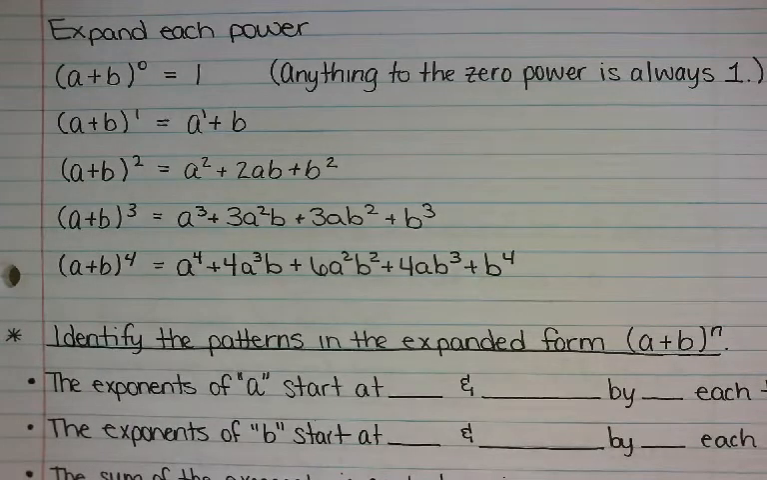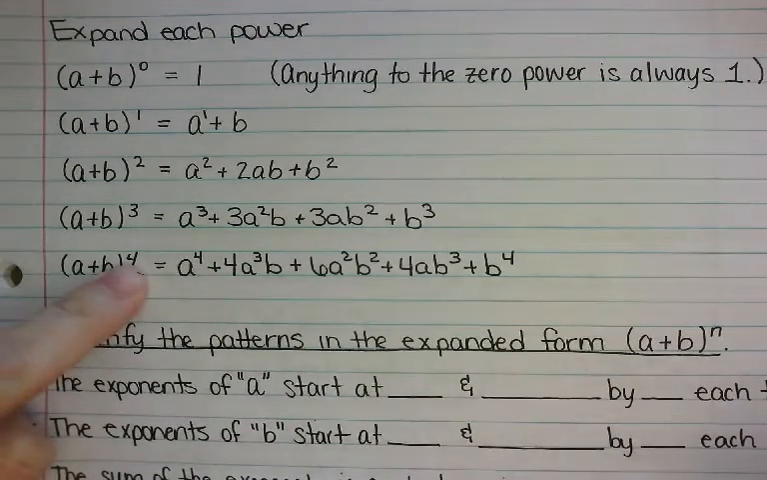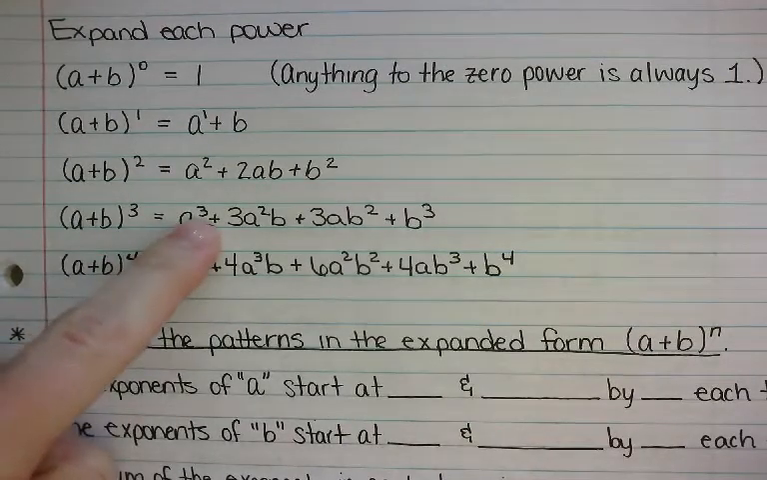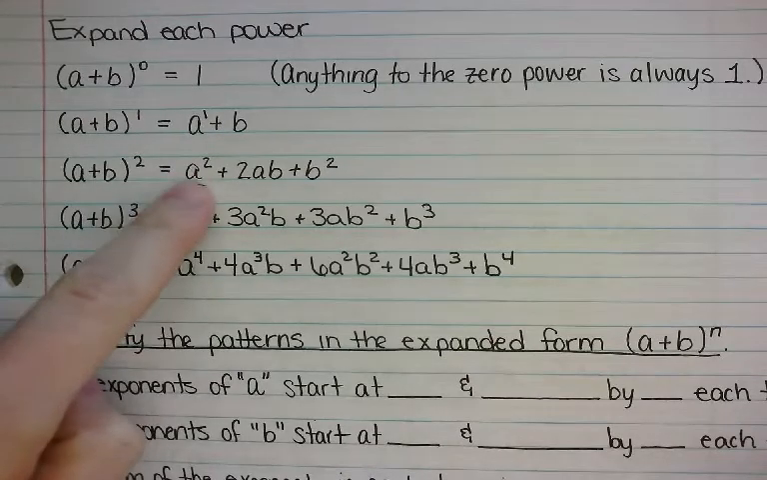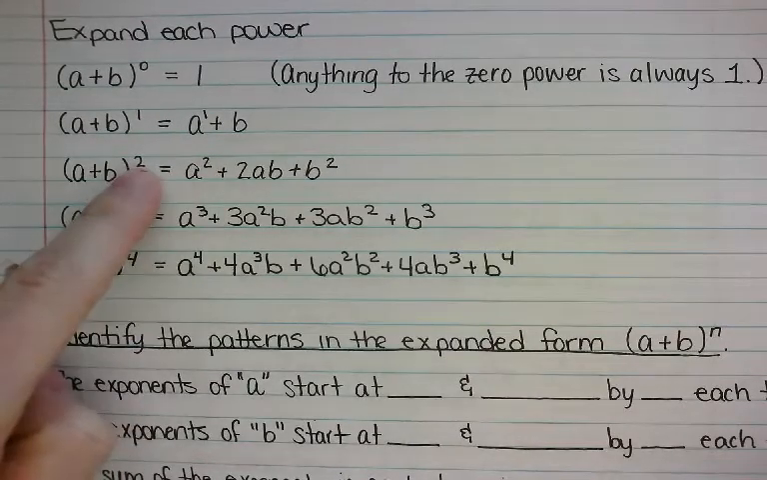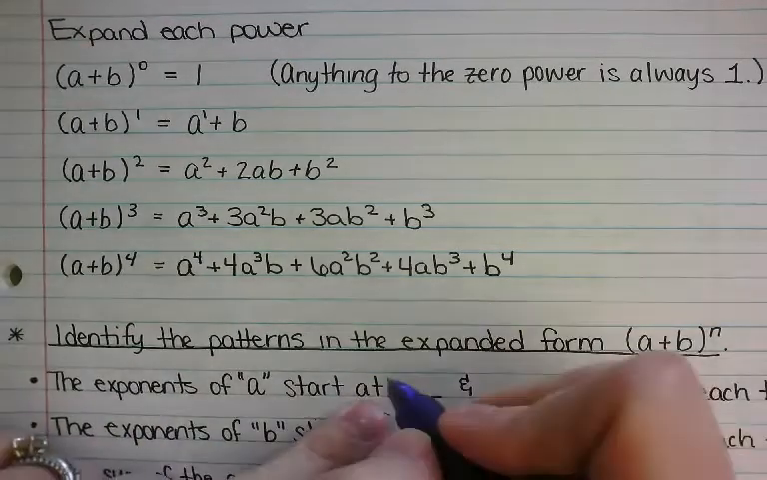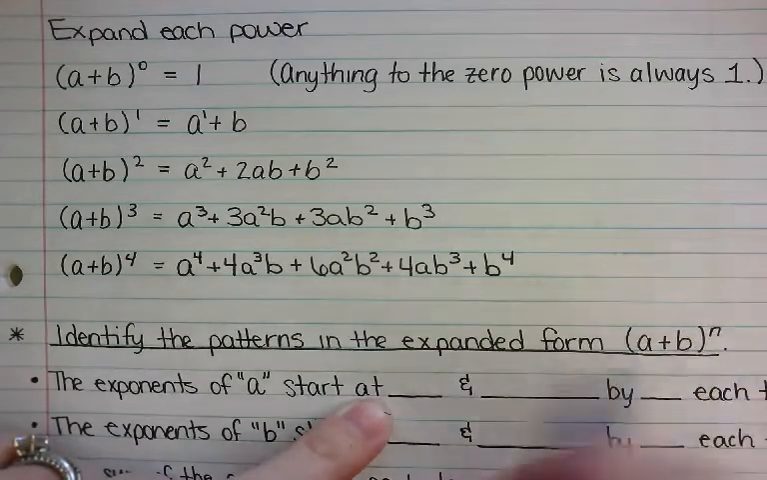So when it says the exponents of a, well, what are they starting at? For example, this one starts off a to the fourth because it was a fourth degree. This a starts off at a 3 because it was a third degree. This a is a squared because it was a second degree. So the exponents of a are going to start at whatever the n is, whatever the exponent is.